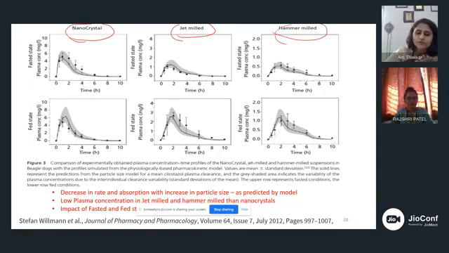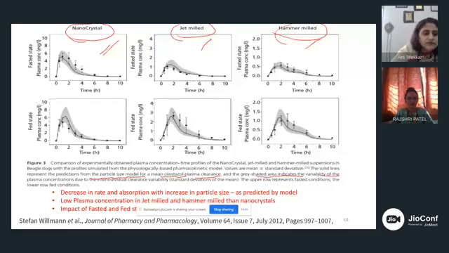So we are aware that when you do this, you are basically reducing the particle size. When you reduce the particle size, of course, over here the particle size would be higher, these are the nanocrystal, the particle size would be lower. So you can see over here, this is a fasted state, this is a fed state. What it reads is basically, the solid line represents the prediction from the particle size model for a mean plasma clearance, and the gray shaded area indicates the variability of the plasma concentration due to inter-individual clearance variability.